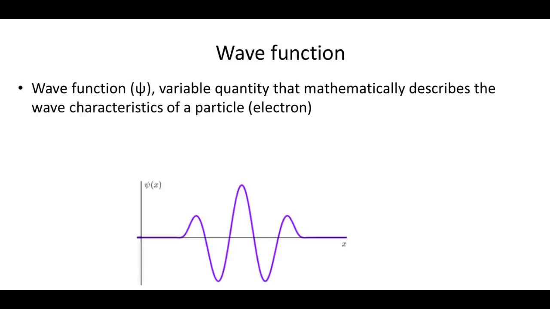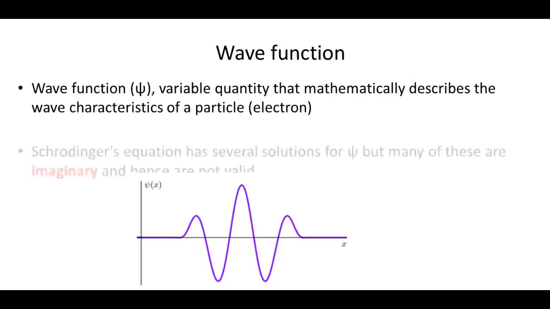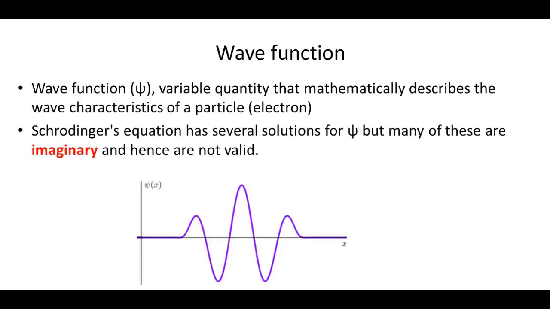In our previous slide we have seen that the path of a cricket ball can be predicted by use of a mathematical function. In the same manner, the wave function can be used in the mathematical sense, which predicts the behavior of the electron. Schrodinger's equation has several solutions for this wave function, but many of these wave functions are imaginary, and hence are not valid wave functions.